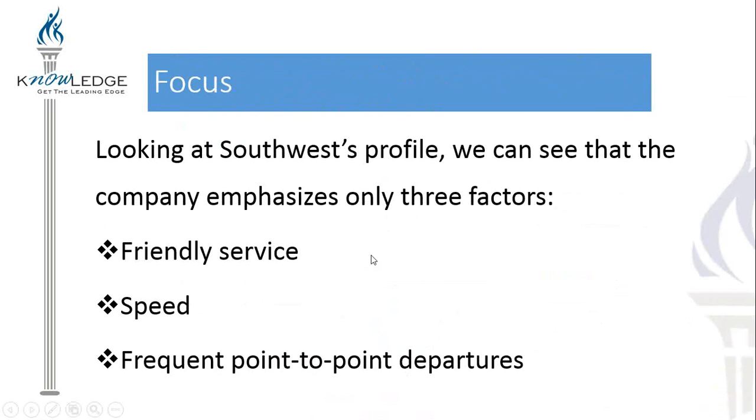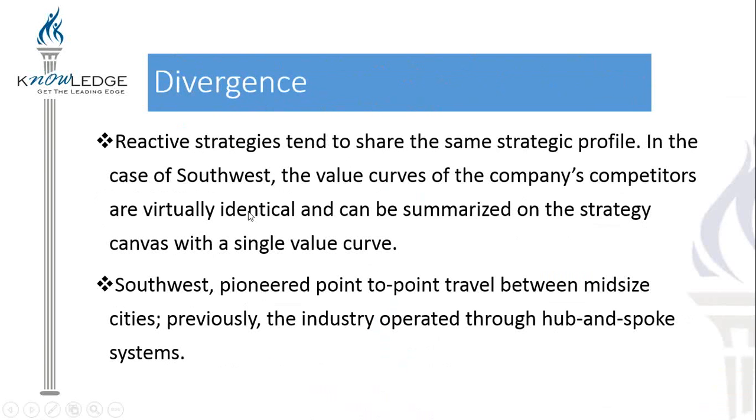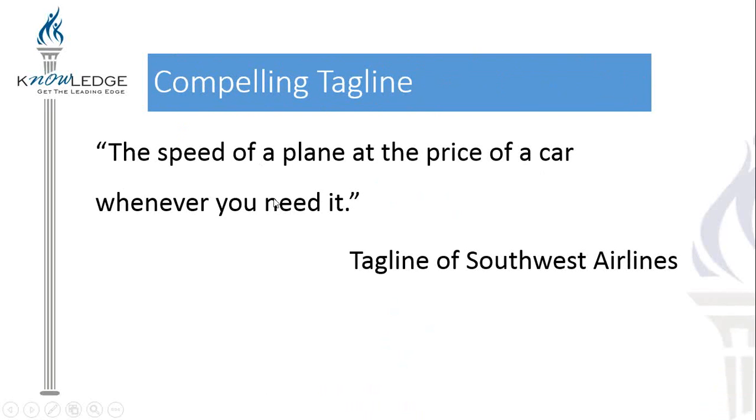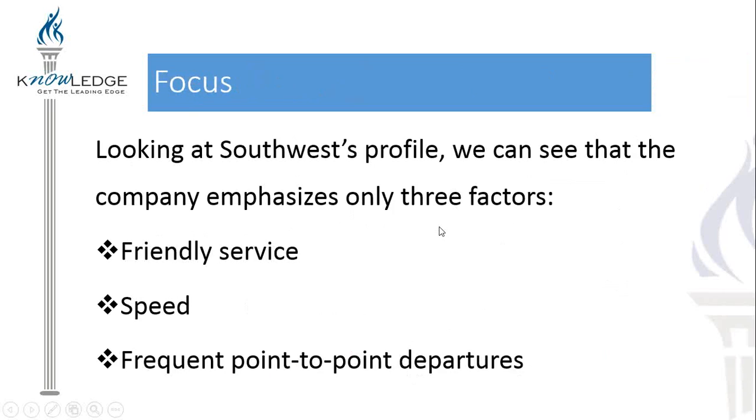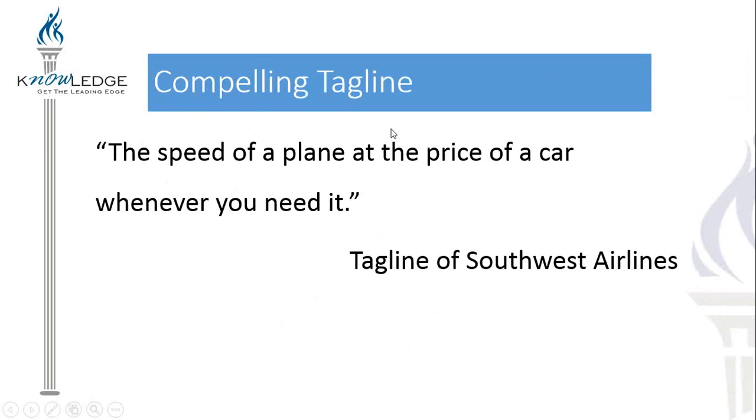They had focus, they had divergence built in their strategy canvas, and finally, they came up with a very strong tagline, which was speed of a plane at the price of a car wherever you need it. And they introduced themselves to a completely new blue ocean. They were a budget airline. They were offering great services, they were reducing the time, their speed was very high, and they were offering point-to-point departures, which was not being addressed earlier by average airlines. And they came up with a very strong tagline that defined the complete strategy, that is the speed of a plane at the price of a car wherever you need it.